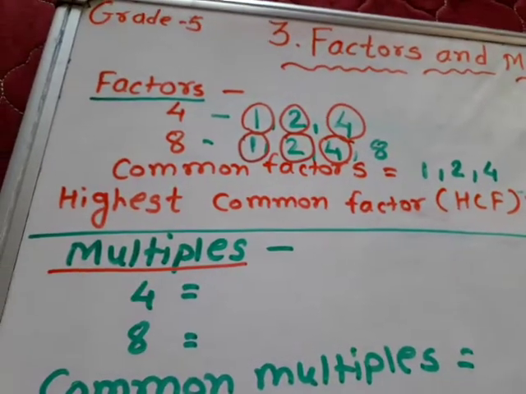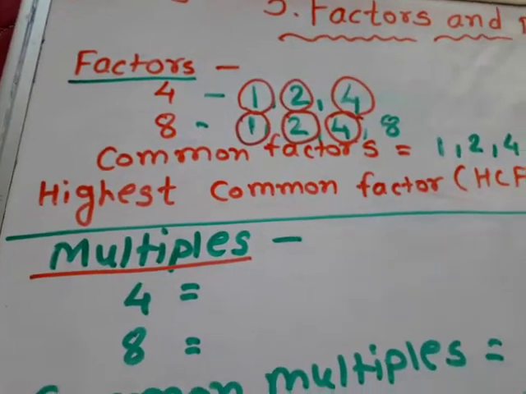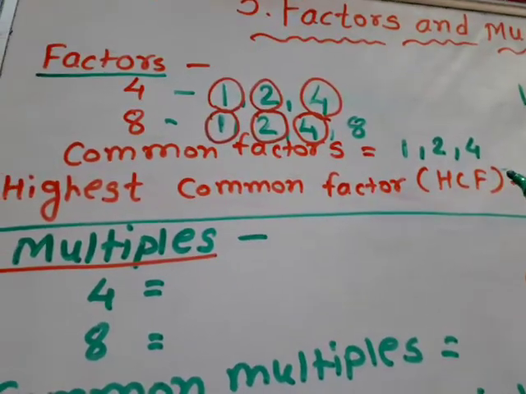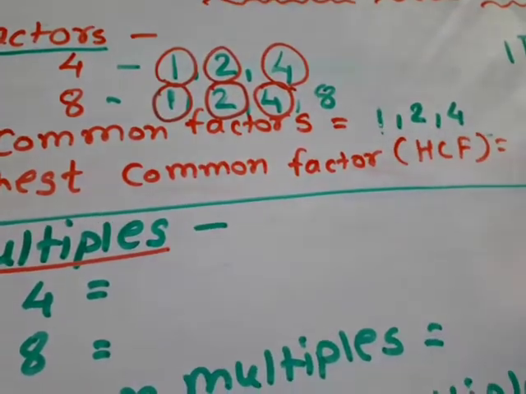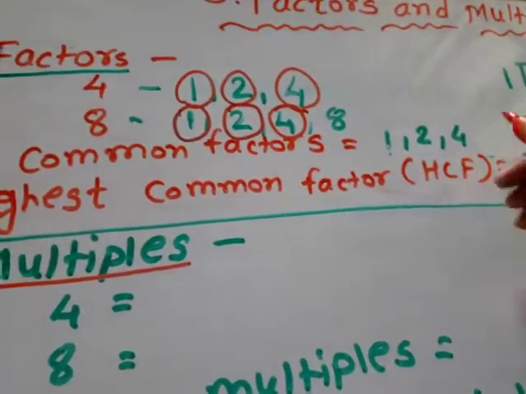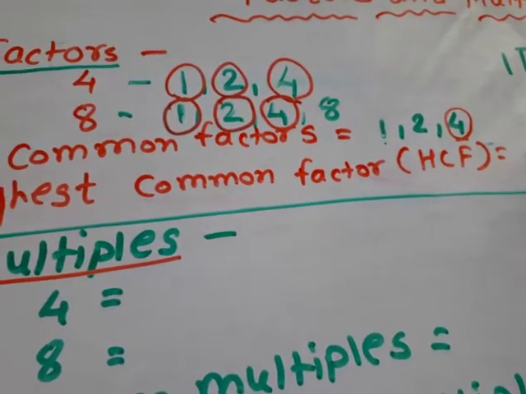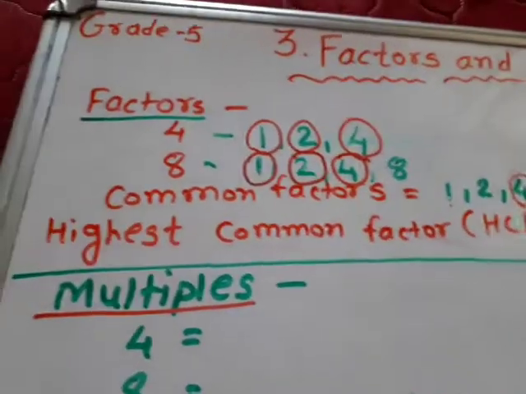Now we find the highest common factor, HCF. Short form of highest common factor is HCF. For that we see which is the greatest number among 1, 2 and 4. 4 is the greatest number, so the highest common factor is 4. 4 is the highest common factor of 4 and 8.